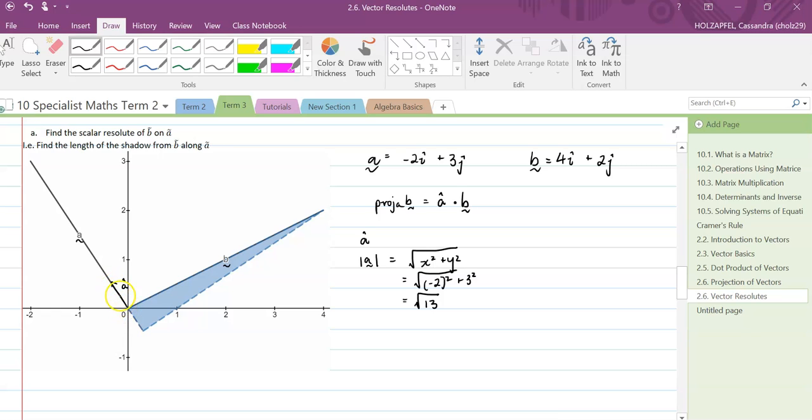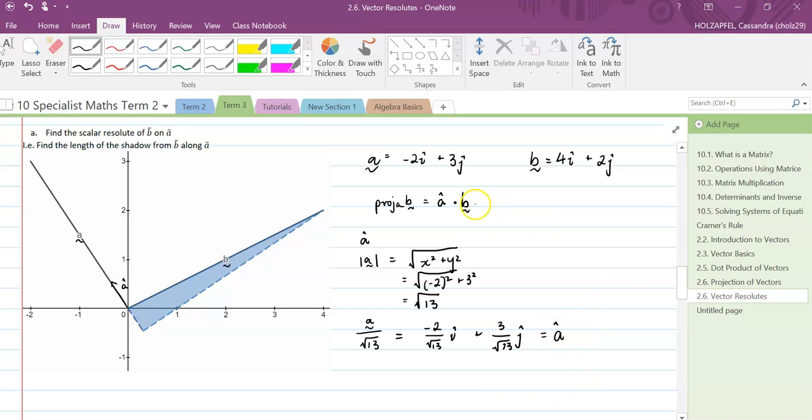To find a vector that's only going to have a magnitude of 1, we're going to divide through that original vector by the square root of 13. So that's going to give us negative 2 over root 13 i plus 3 over root 13 j. So this is equal to our unit vector for A.